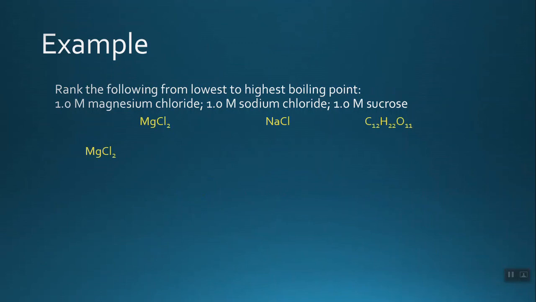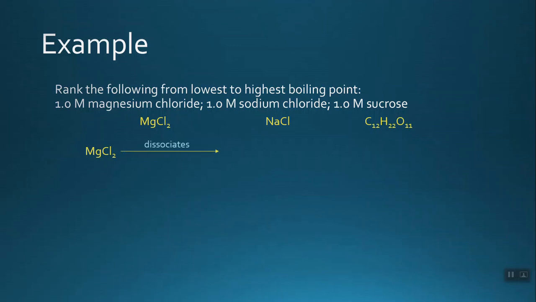The next thing we need to figure out is, will these dissociate? So what does that depend on? It depends on if it's ionic or covalent, right? So magnesium chloride, is that ionic or covalent? That's ionic, so it will dissociate, okay? So what will it dissociate into? In order to answer this question, you have to remember, what did we use to make magnesium chloride? When it breaks up, it's going to break up into those same ions, okay?